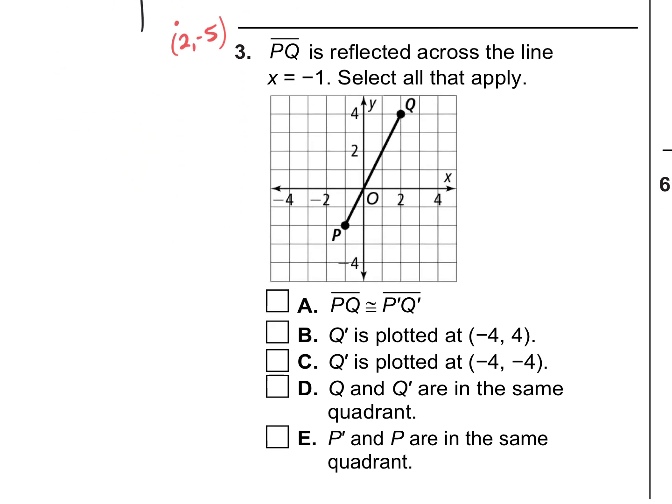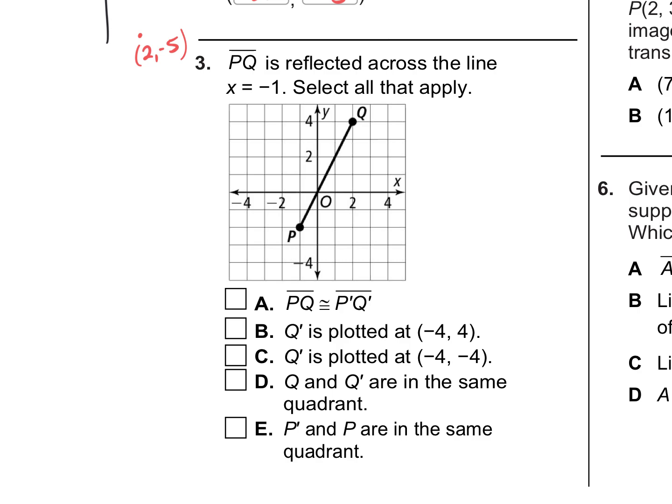Number 3. Read the directions first. It says PQ is reflected across the line x equals -1. Select all that apply. So we need to perform the reflection. Where's x equals -1? Right here, right? Is my line going to be up and down or side to side? Up and down, because that's the only x value I want to touch. So that line is up and down. Now I want to reflect across that line.